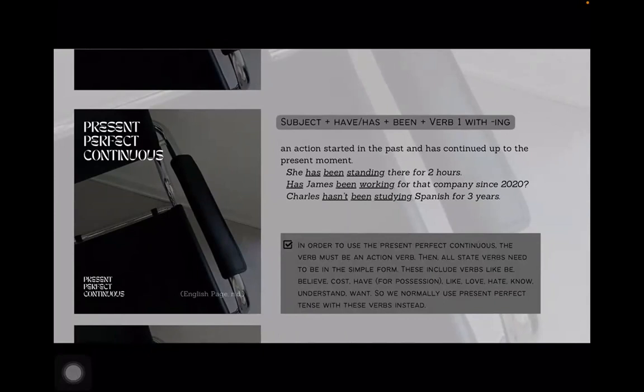In order to use the present perfect continuous, the verb must be an action verb. All state verbs need to be in the simple form. This includes verbs like be, believe, cause, have for possession, like, love, hate, know, understand, and want. So we normally use the present perfect tense with these verbs instead.